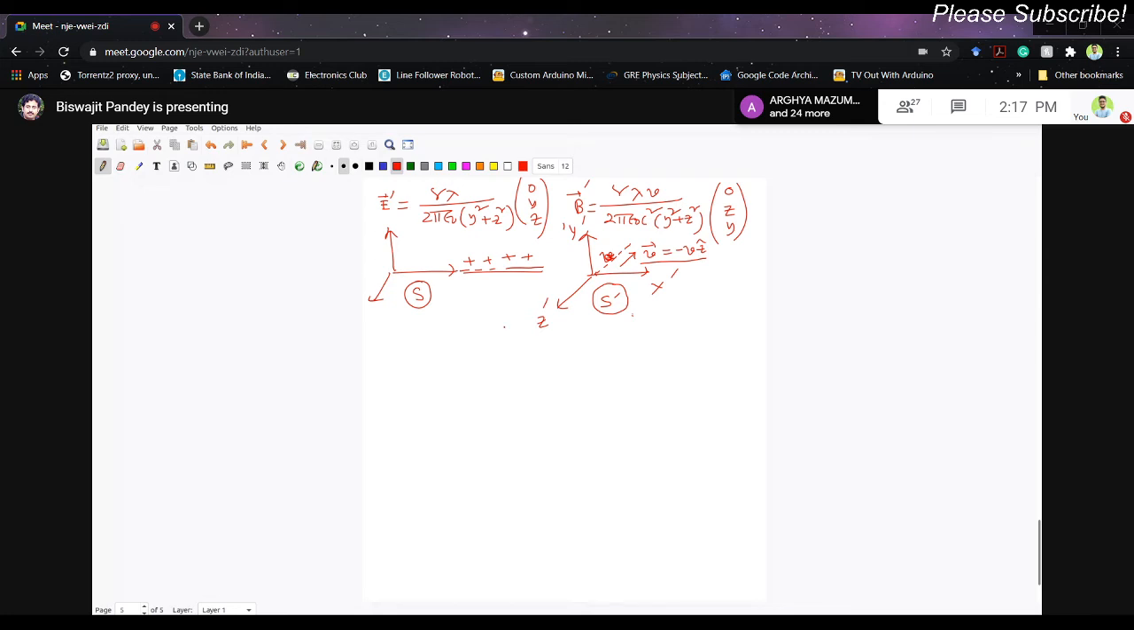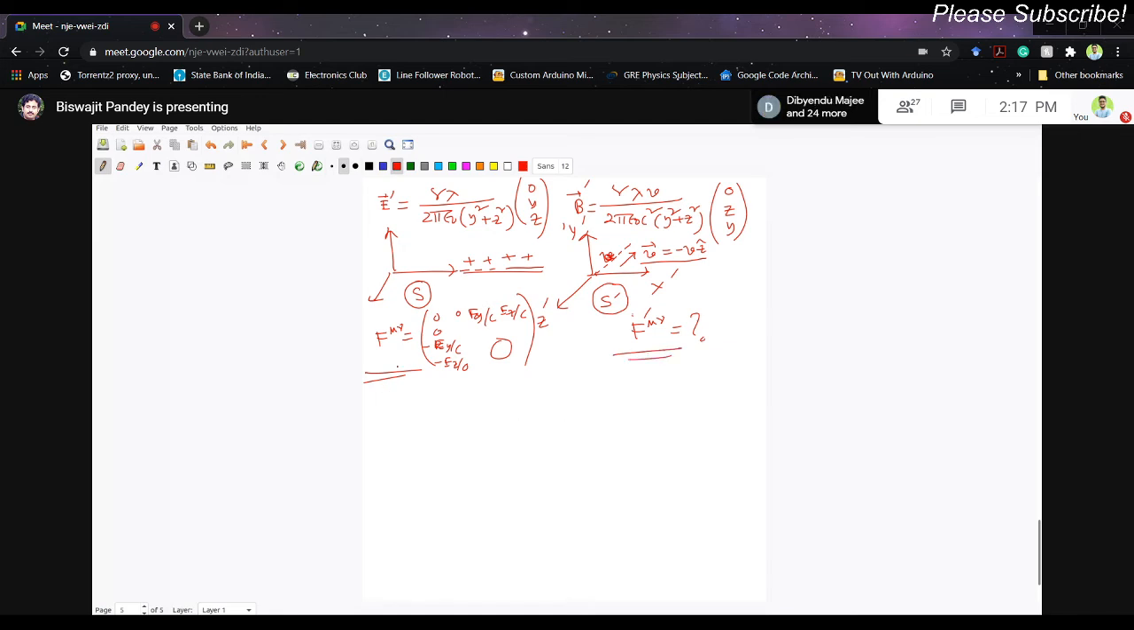So F mu nu is already known to us. What is F mu nu in the lab frame? That we have already written earlier. It has y and z components, E_y by c, E_z by c, 0, 0, and minus E_y by c, minus E_z by c, and the rest are all 0. This is F mu nu in the laboratory frame. We want to calculate what is F mu nu prime in this frame. That is our exercise.